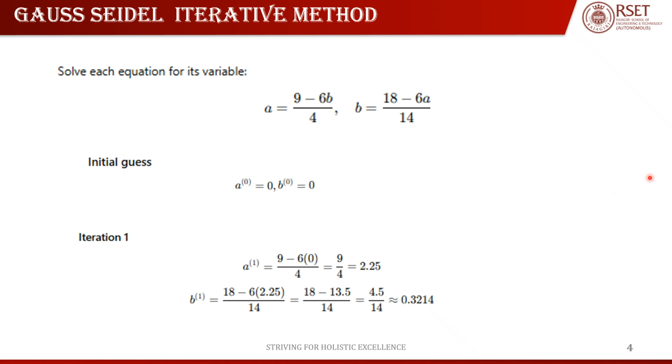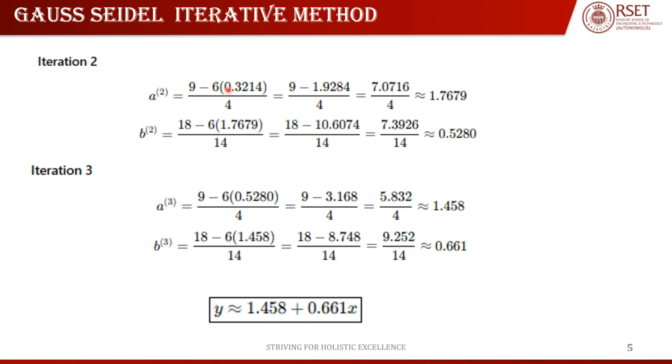Now to get a2, what do you do? You do 9 minus 6 b1 by 4. Your value of b1 is 0.3214. To get a2, you substitute b1, and you have this value. This is your a2. Now to get your b2, you do 18 minus 6 a2 by 14. Here it's the same a2 value, 1.7679, and you do the simplification and get the value. Now coming to the next iteration, how will you get a3? 9 minus 6 times, sorry, it was b, right? So you will go for your b2 by 4, and you have this value.